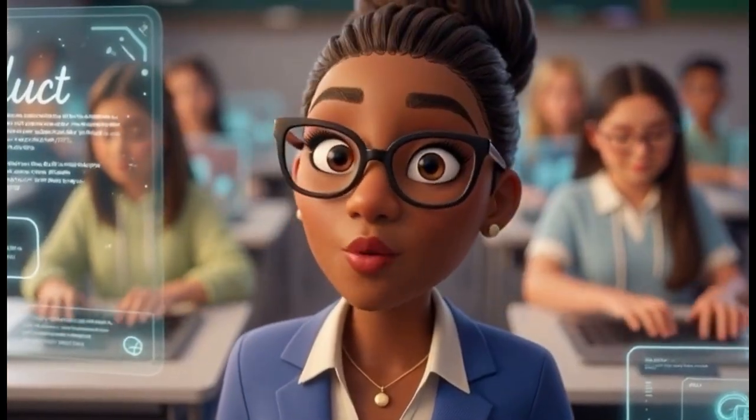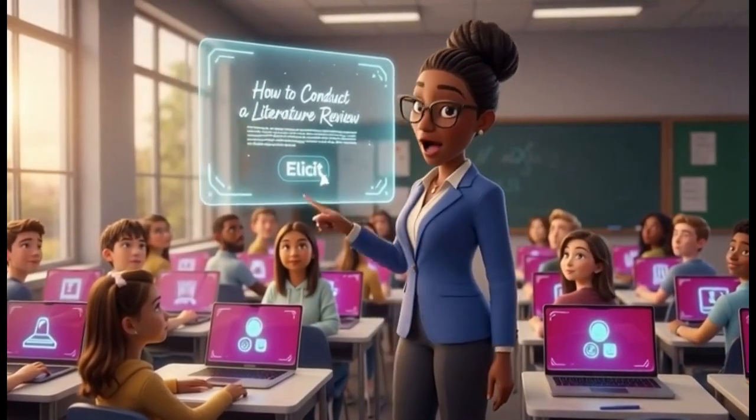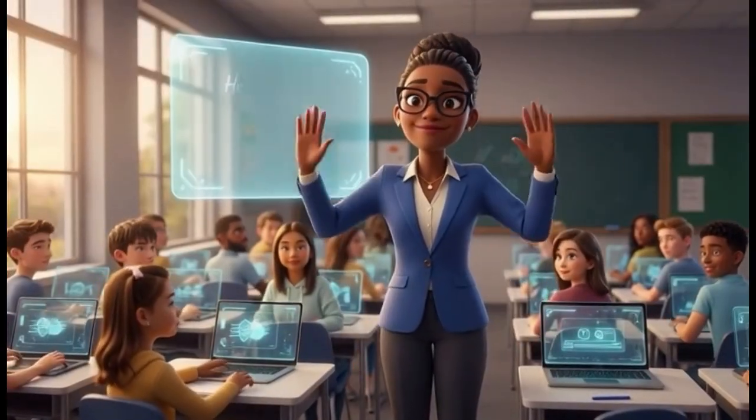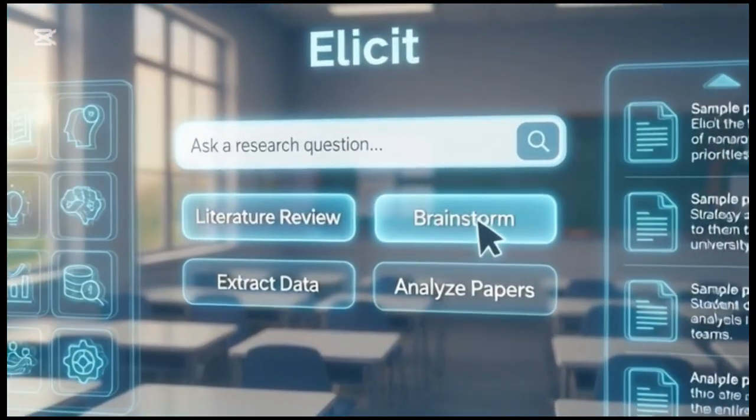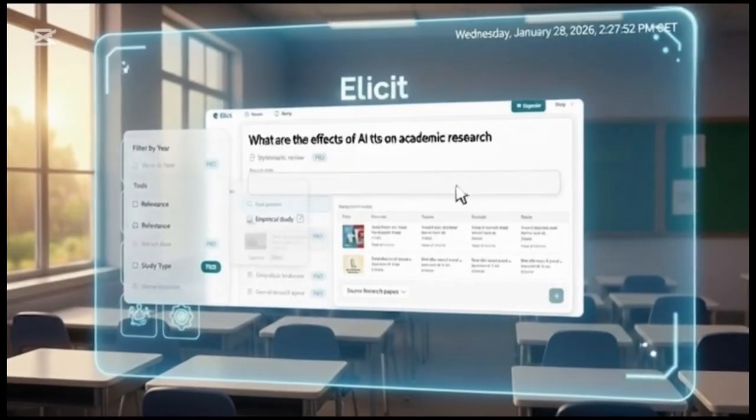In our last video, we discussed 5 AI tools for literature reviews. Today, I will show you how to use Elicit step by step for your research. Elicit is an AI research assistant that helps you search, screen, and analyze academic papers efficiently.